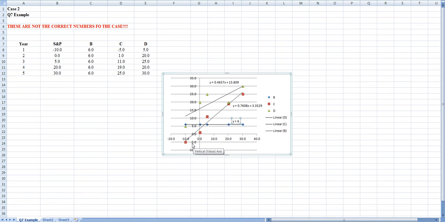So all question 7 gets at is calculate the betas of the three assets, TECO, Gold Hill, and the T-bond. So in our example here, the beta of D is 0.4657. The beta of C is 0.7608. And the beta of asset B is, what is that? It's 0. There's no x coefficient. There's 0 slope.